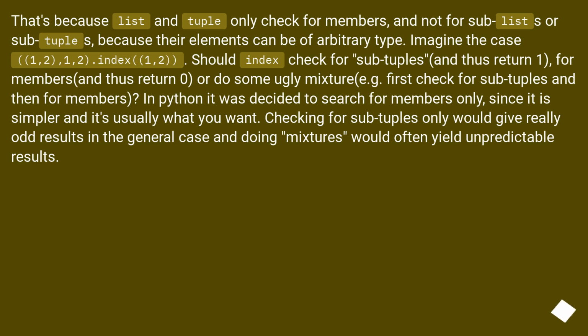Should index check for subtuples, and thus return 1, or for members and thus return 0, or do some ugly mixture, for example first check for subtuples and then for members? In Python it was decided to search for members only, since it is simpler and it's usually what you want. Checking for subtuples only would give really odd results in the general case, and doing mixtures would often yield unpredictable results.